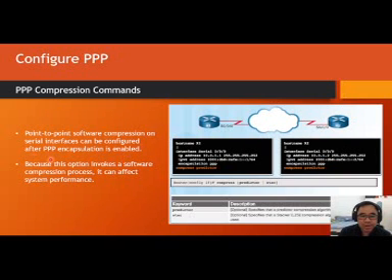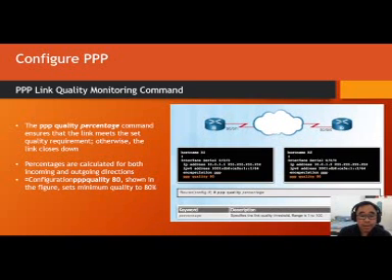Point-to-point software compression on a serial interface can be configured after PPP encapsulation is enabled. Because this option invokes a software compression process, it can affect system performance. The ppp quality percentage command ensures that the link meets the set quality requirement, otherwise the link closes down. Percentages are calculated for both incoming and outgoing directions. Okay, ppp quality 80 is shown. The figure sets the minimum quality to 80%, shown here.